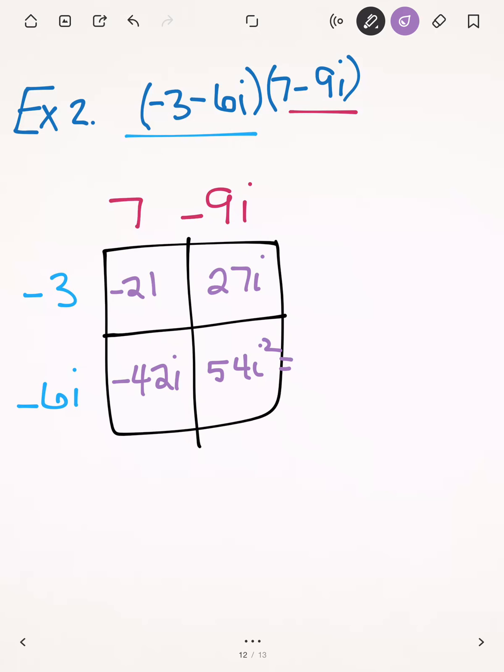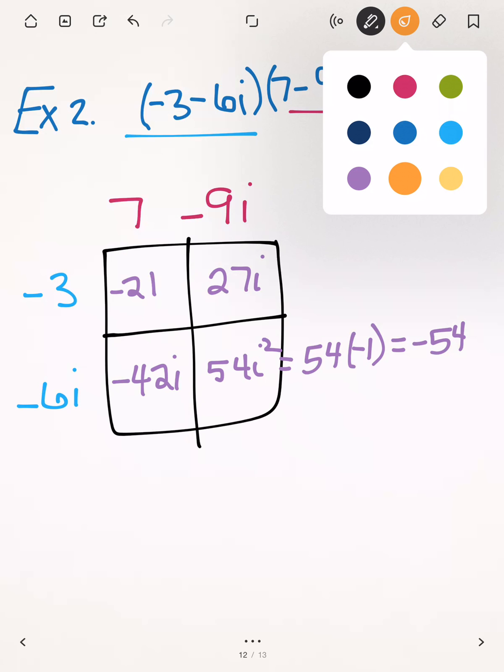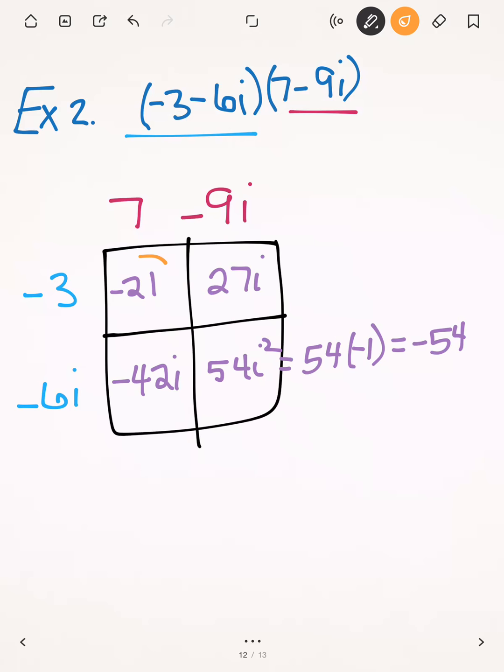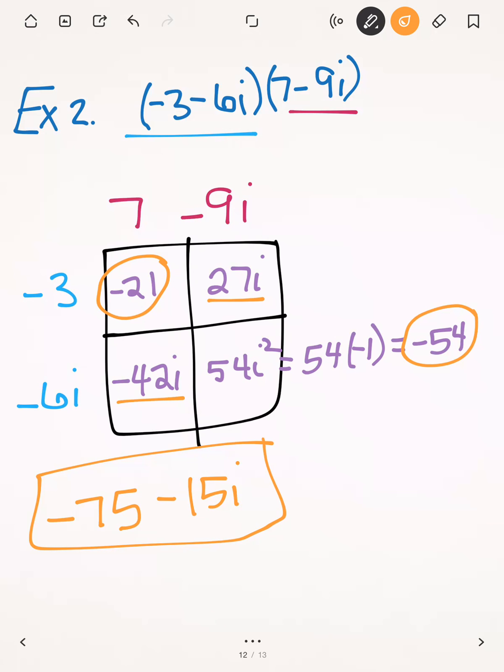Remember, i squared equals a negative 1, so I'm going to simplify that. I replace the i squared with a negative 1. 54 times a negative 1 is a negative 54. So now I have to combine my like terms. I combine my negative 21 with my negative 54 because they don't have the i's. Negative 21 minus 54 is a negative 75. Then I combine my i's. 27i minus 42i is a negative 15i. And this is my answer.